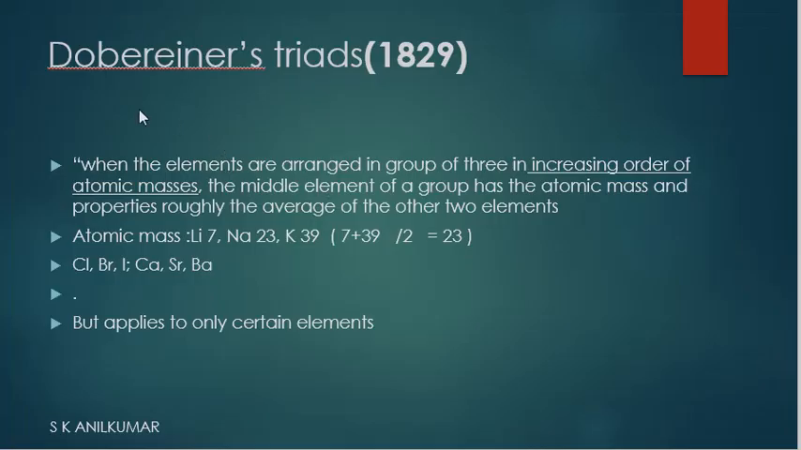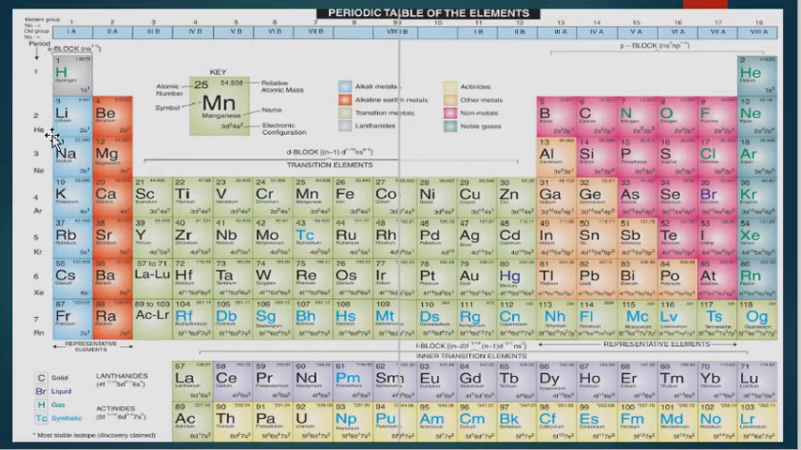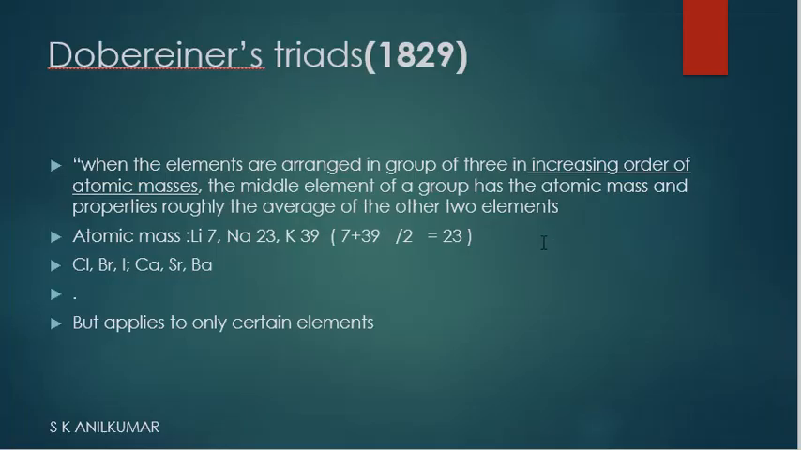So what Dobereiner said is he arranged the elements in groups of three in the increasing order of atomic mass: lithium 7, sodium 23, and K 39. So 7, 23, and 39 are the atomic masses. What you have on the left-hand side, this 3, this 11, or this 19, is the atomic number. It was arranged in the order of atomic masses. And then he found that 7 plus 39 divided by 2 is 23, so the middle number, 23, is the average of the other two elements.